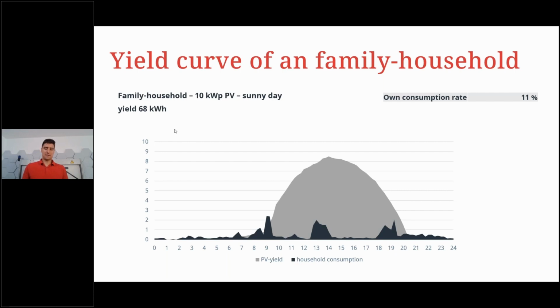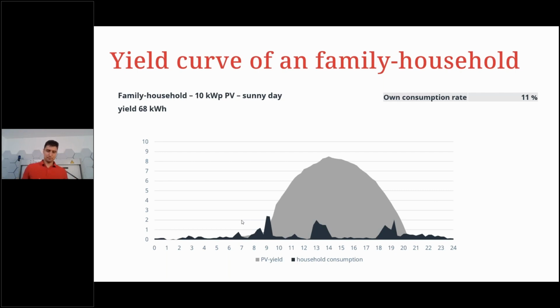And while we are really happy that this PV system works that well, you see here the black area, this is the household consumption, also very typical, one peak in the morning, one peak at noon, and another peak in the evening. And we are really happy because this PV yield almost to 100% covers this household consumption.